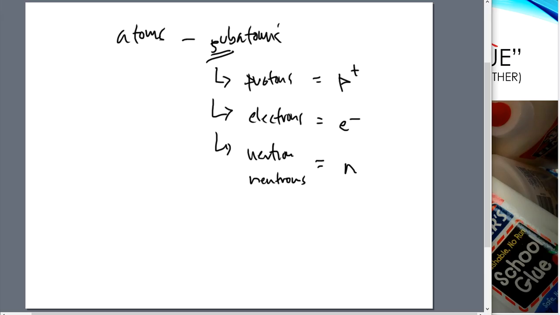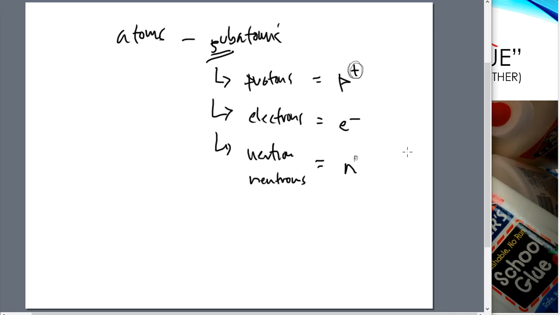So protons, we have a positive charge up here at the very top, and that's because protons carry a positive charge. And neutrons have no charge at all. They're neutral, which is why we call them neutrons. So some people write a 0 up here at the top, and some people don't. That's really up to you.